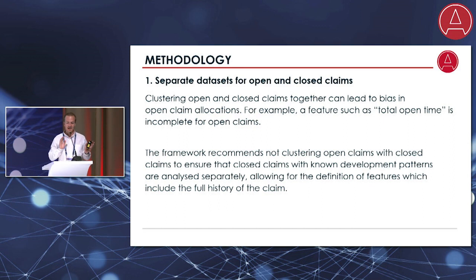Right, separating closed and open claims. So this was one of the key challenges. Imagine you calculate a feature called total open time, so that is report date up to when the claim was closed, in number of days, for example. If that is a feature that we want to cluster by, some claims are open, some are closed. So either you need to not calculate that feature for all the open claims because it can't be calculated, or you're going to introduce bias. For example, a very short claims cluster, which are typically very short tail within your major class, you might find that all the open claims will be allocated to that cluster.